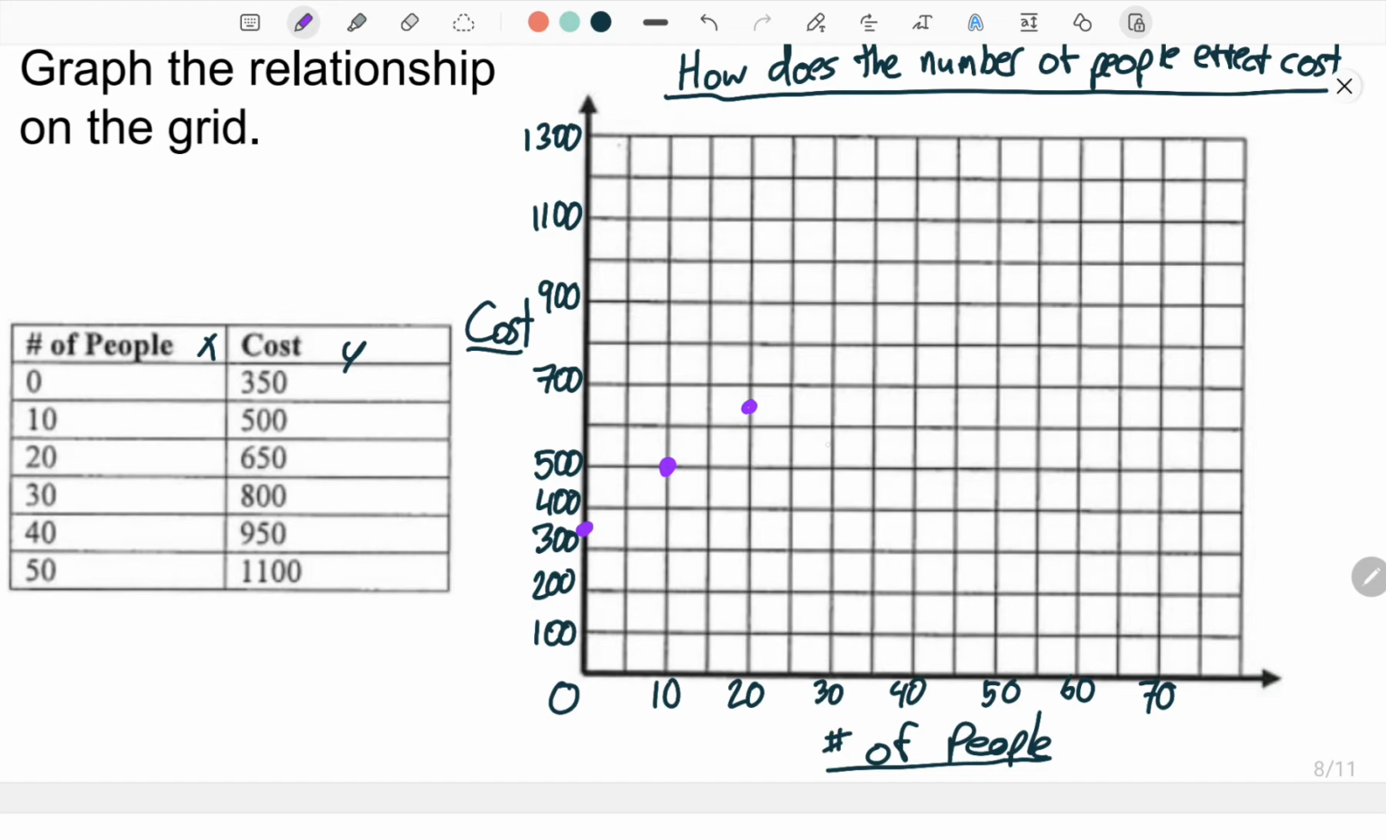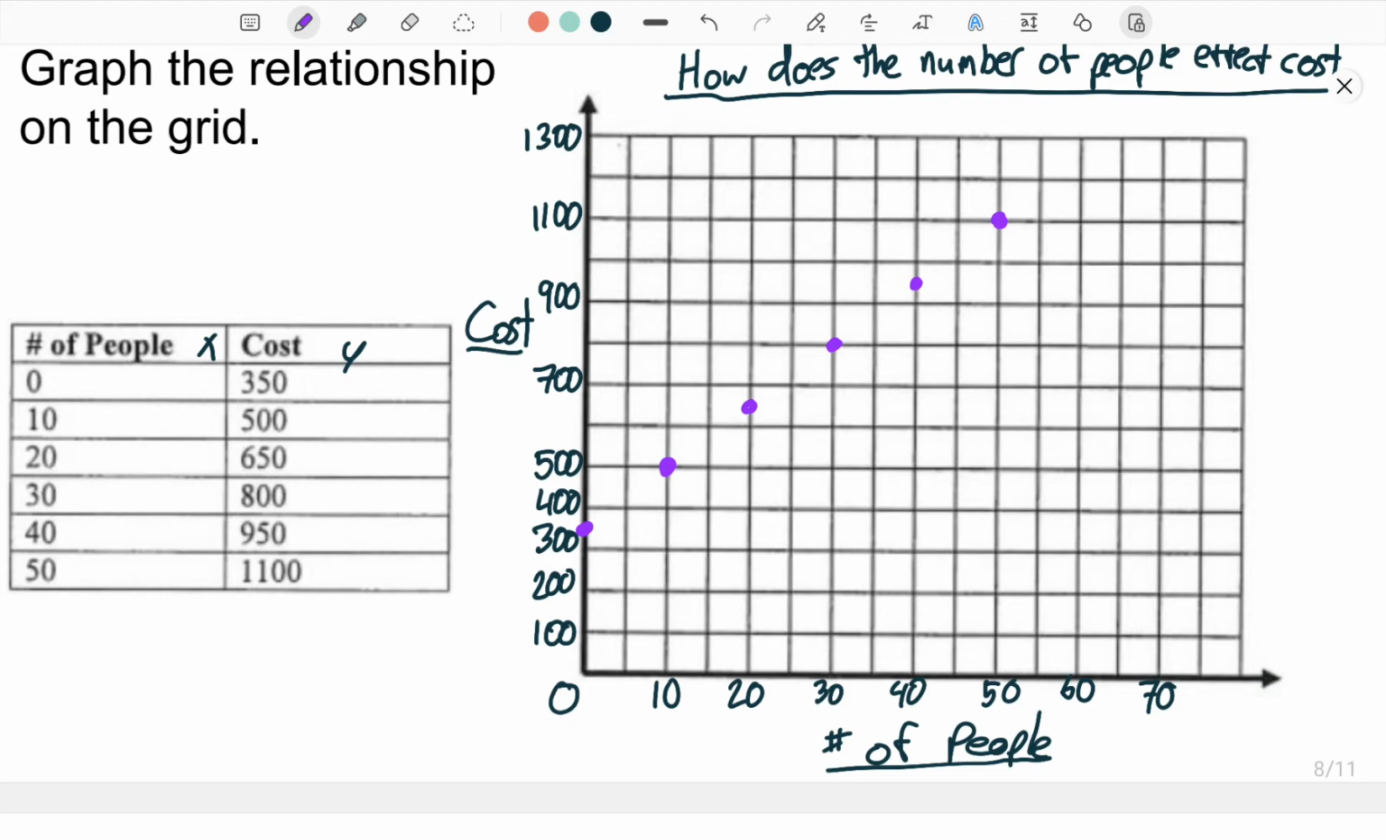30 people, so across to 30, and then up to 800. 40 for 950. What you'll see is actually these points are looking like they're going to make a nice line, so we're definitely going to make use of that later. 50 is going to go all the way up to 1100. There we have it. We have our points.